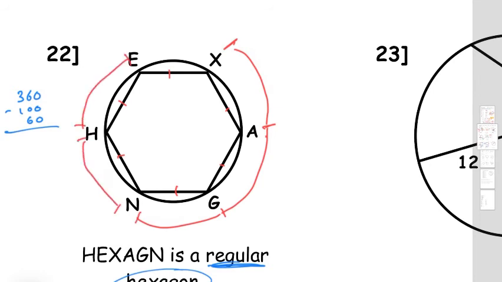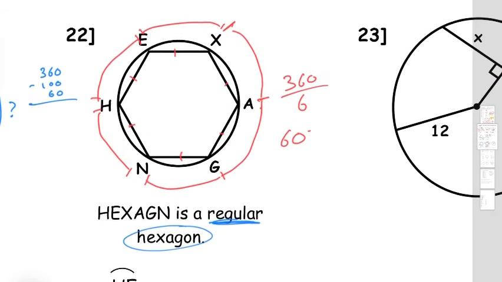And so the easiest thing to do here is notice how we have 6 arcs here, 6 arcs that measure the same. So we're going to take our full circle, which is 360, and we're going to divide by the number of sides, or the number of arcs, which is 6, which tells us that each individual arc measures a total of 60 degrees. And so here we're asking for the measure of arc HE. The measure of arc HE is going to be 60 degrees.